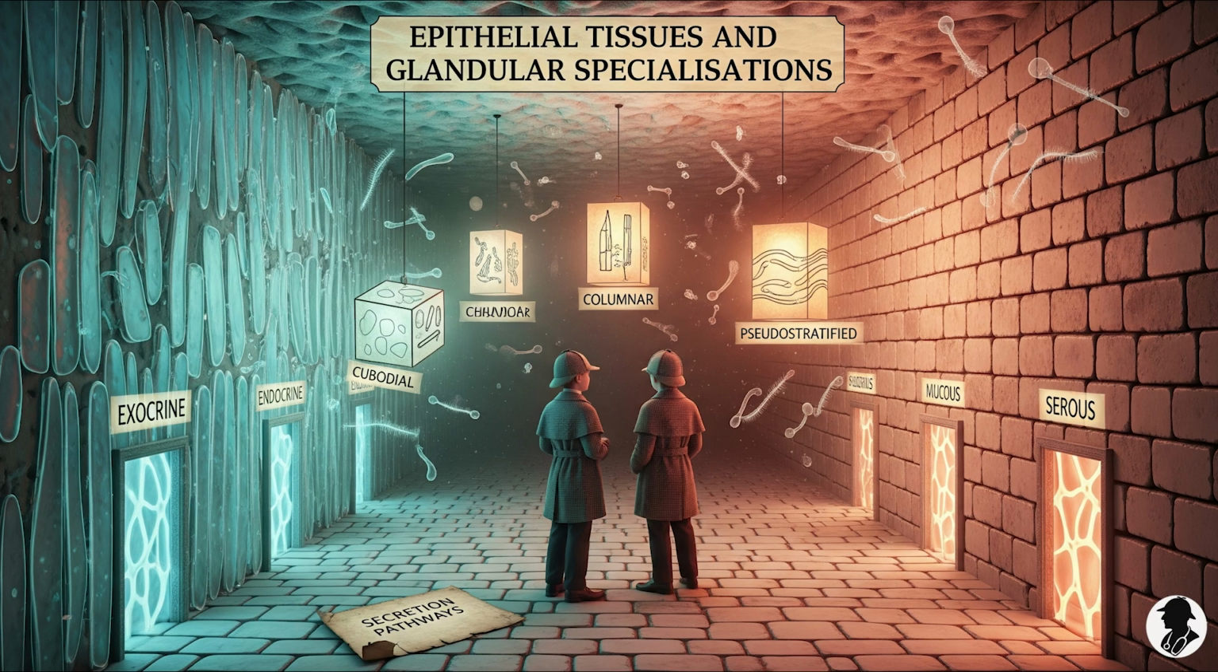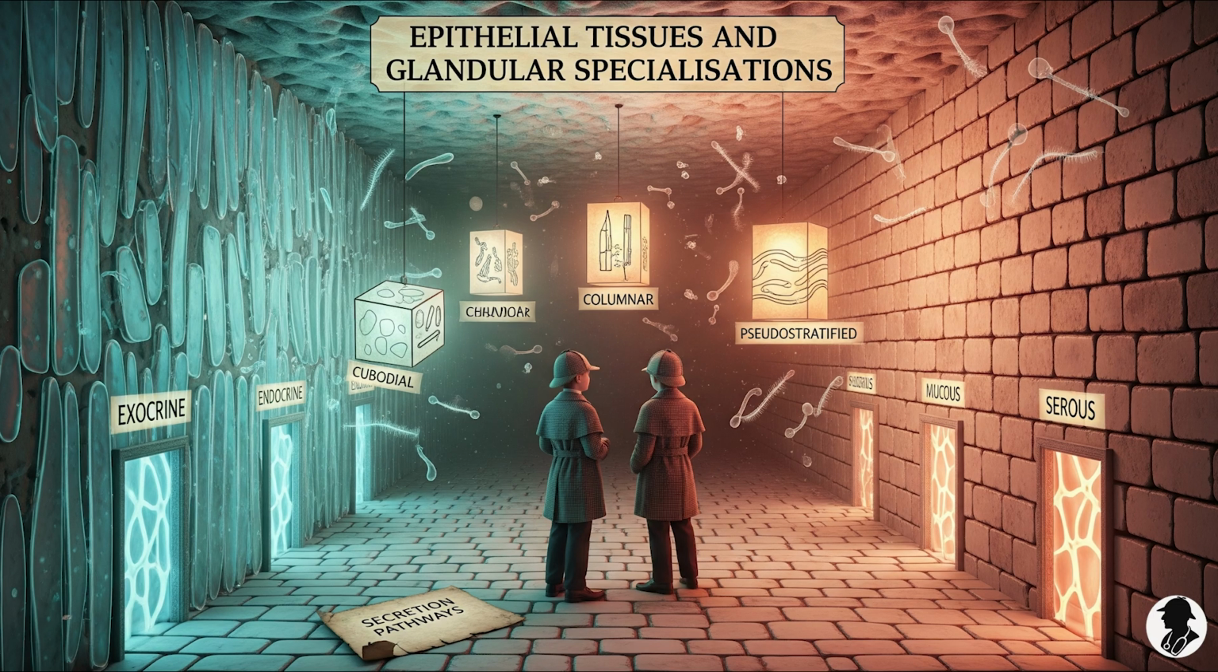Pseudostratified columnar. Looks layered, but isn't. Often has cilia. Think trachea, those cilia sweeping mucus up. Mucociliary escalator. The fake layers with brooms. Exactly. And finally, transitional epithelium. The stretchy superhero, only in the urinary system, bladder, ureters. Allows stretch, protects underlying tissues from urine. Stretchy, urinary only. Got it. That really helps picture where they are and what they do.